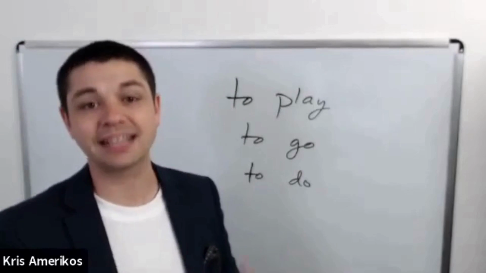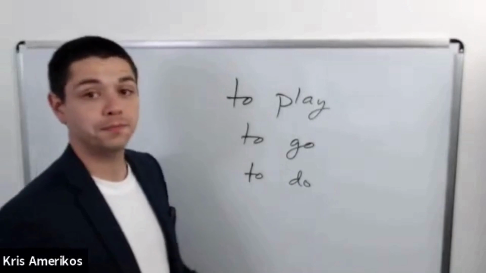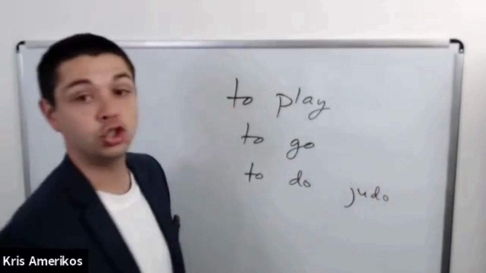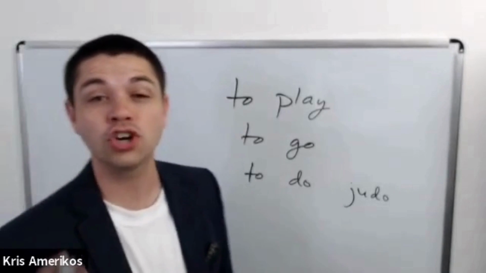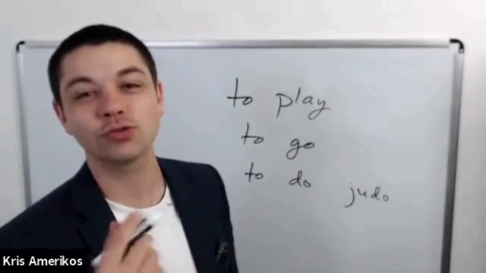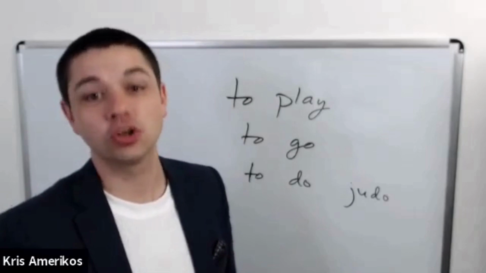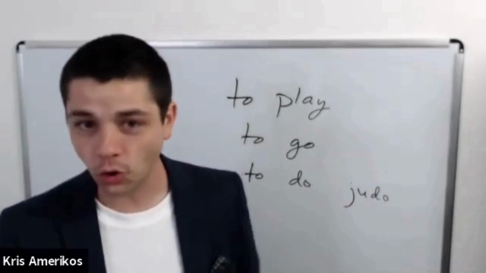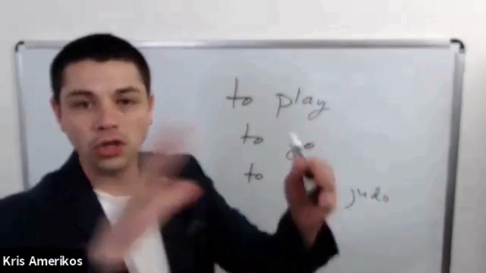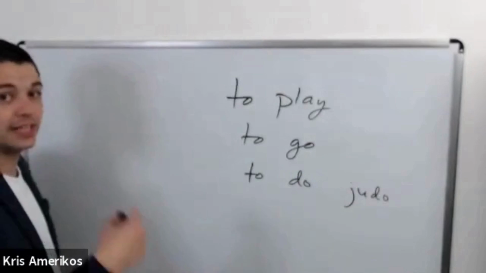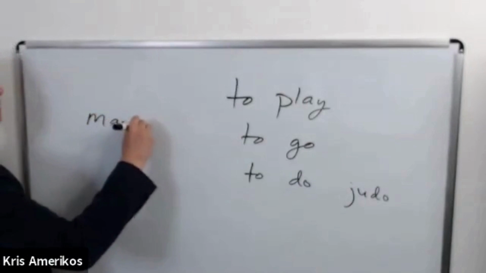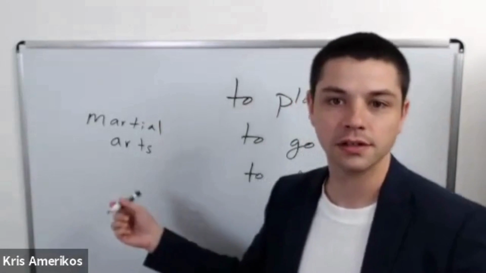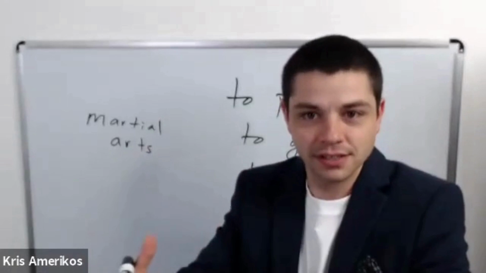For example, we could say to do yoga, but we could also say to do judo, to do karate. In American English, karate. Judo, karate, tai chi, taekwondo, right? So all of these activities, judo, karate, taekwondo, these are martial arts. Martial arts. This is one category, one group of activities.